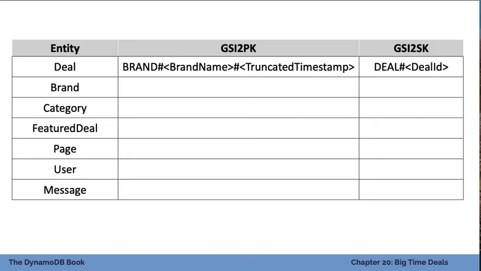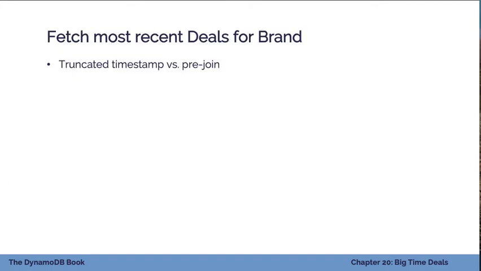So if we look at our GSI2 pattern for the deal item, it's going to be very similar to the GSI1. The difference here is we'll also have the brand name in there. So that GSI2 PK will be brand hash, the brand name hash, and then that truncated timestamp. And then that GSI2 SK will be deal hash deal ID. Again, very similar to what we've done already.